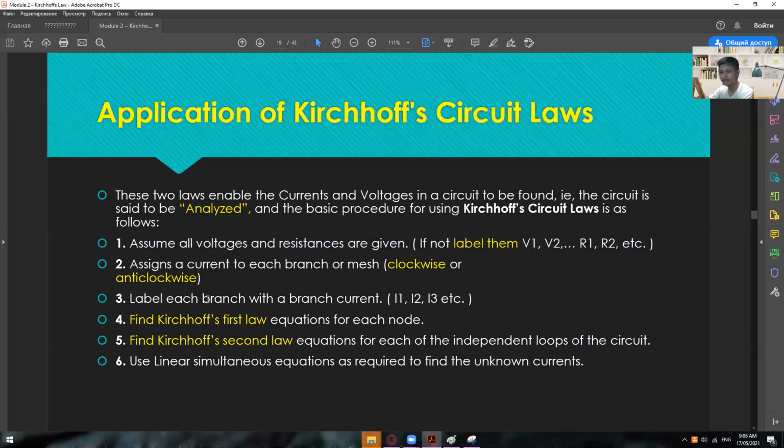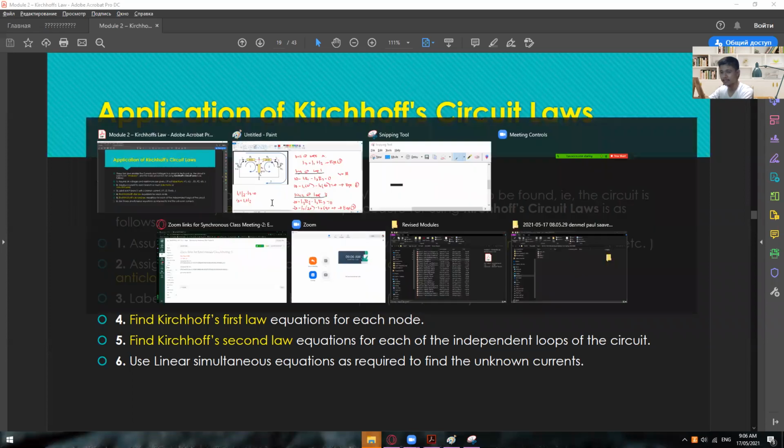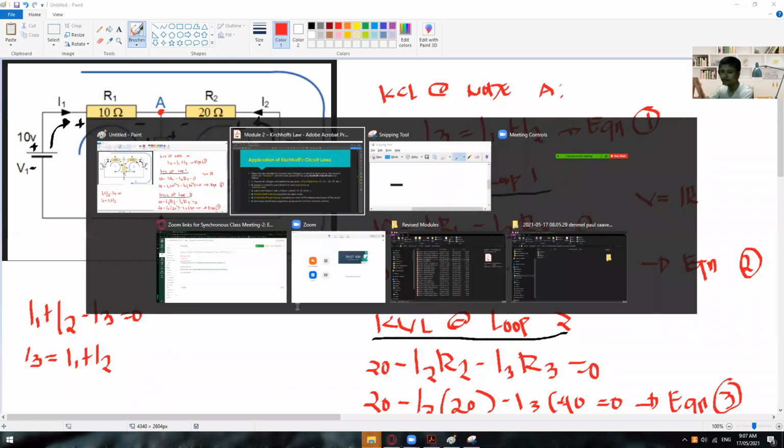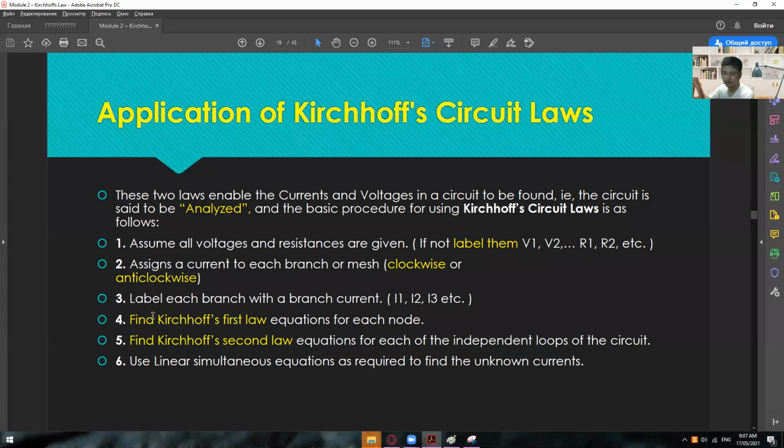Labeling each branch with a branch current. Let's say this is your I1, this is your I2, and then this is your I3. It's just that in this given example, the labels for I1, I2, and I3 are already given. But usually, when it comes to real exercises, the flow of currents is not given. You're the one who's going to assume the flow of current. So is it clockwise? Is it counterclockwise? Is it going from here to there? And so on and so forth. Just be consistent with your signages and with your method.